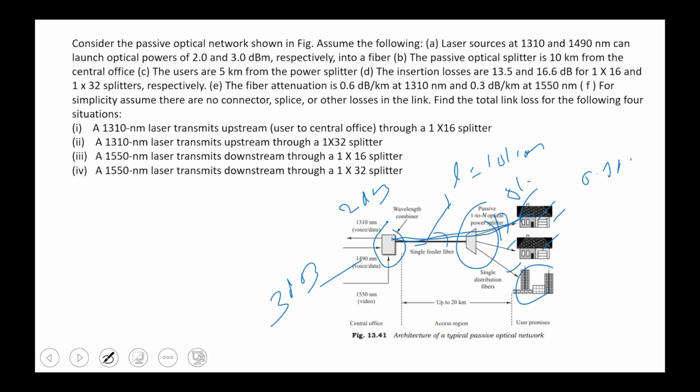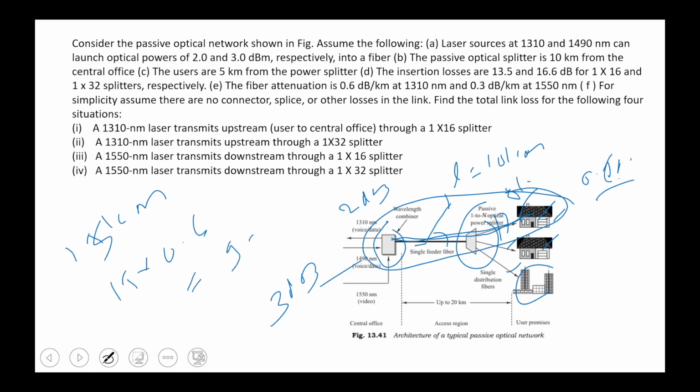First, I take only this central office, as I want to calculate only for this. The total length of the fiber is 15 kilometers: 10 from here and 5 here. And the loss of the fiber is 0.6. So the total loss is 15 into 0.6. How much will it be? 90 dB or 9 dB?